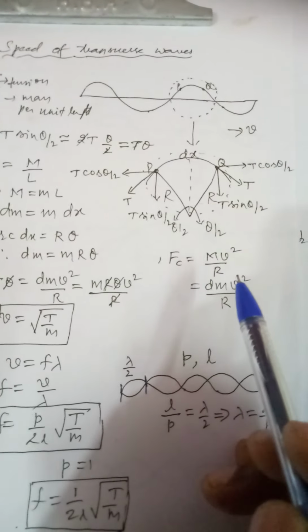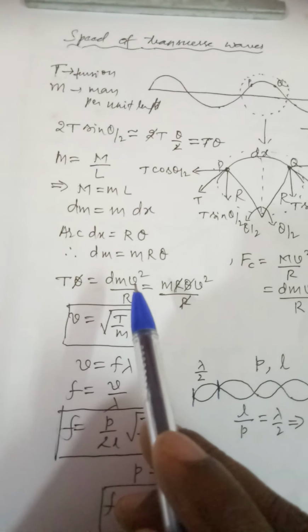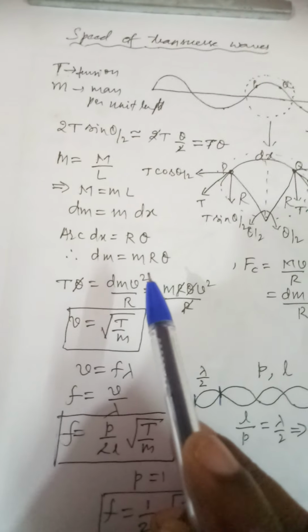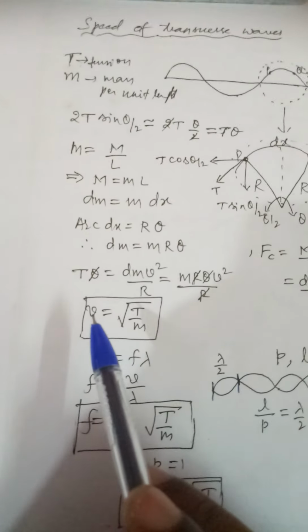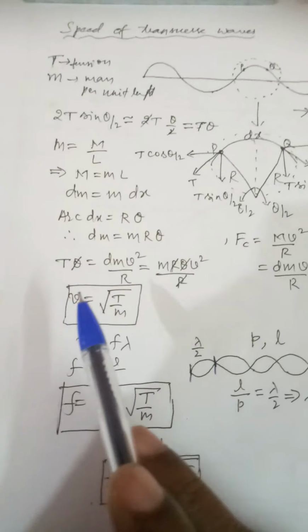Now when the wave is moving in this direction, this portion moving in the backward direction provides centripetal force, and centripetal force is mv squared by r. For this particular case, it is dm v squared by r. Centripetal force is dm v squared by r and the resultant tension is T theta, and this is equal to m r theta v squared by r. Therefore velocity is equal to square root of T by m. This gives the velocity of transverse waves in a uniform string.